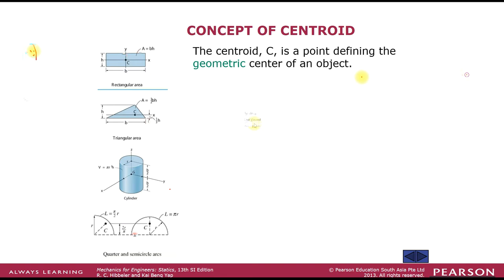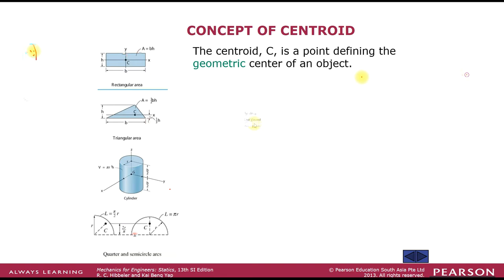Okay, so let's do one example here. We have this area shown, and we need to find the location of the centroid. The equation of this line here is a cubic equation, y equals x cubed, with the length along the x axis being 1 meter and the height along y also 1 meter.